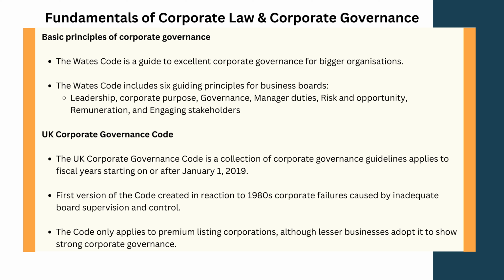UK Corporate Governance Code. The UK Corporate Governance Code is a collection of corporate governance guidelines for premium-listed UK firms. The 2018 code applies to fiscal years starting on or after January 1, 2019. The first version of the code was created in reaction to 1980s corporate failures caused by inadequate board supervision and control. The code only applies to premium listing corporations, although lesser businesses adopt it to show strong corporate governance.